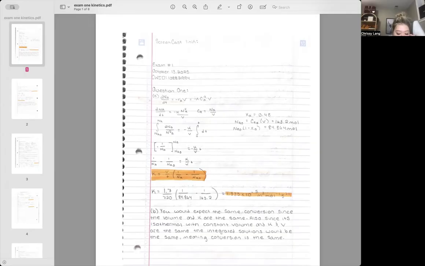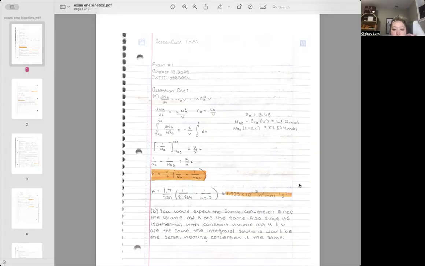After integrating, I rearranged to solve for the rate constant k. Then I plugged in the given numbers for volume, time, and conversion to calculate k in units of meters cubed per mole times seconds. This shows how the rate constant connects to how fast A reacts in a batch reactor.